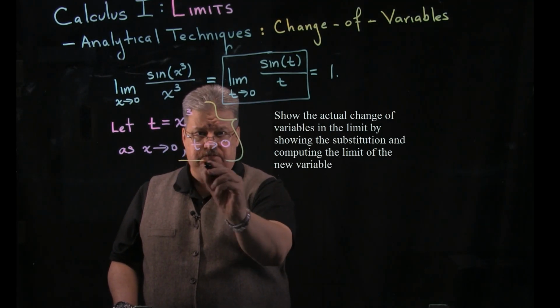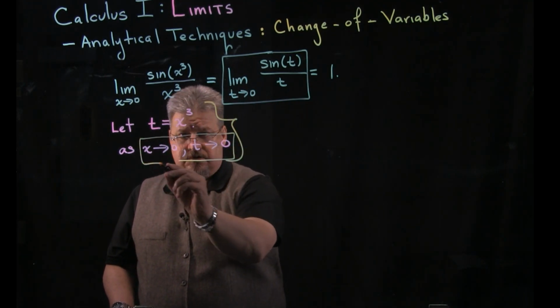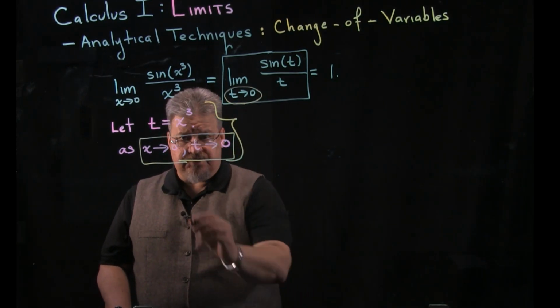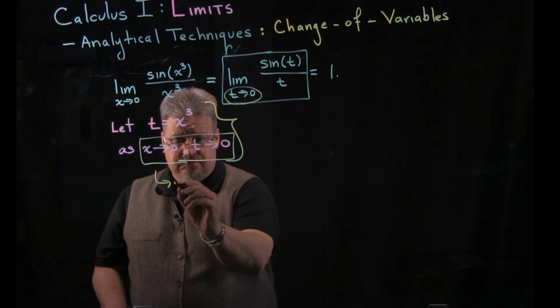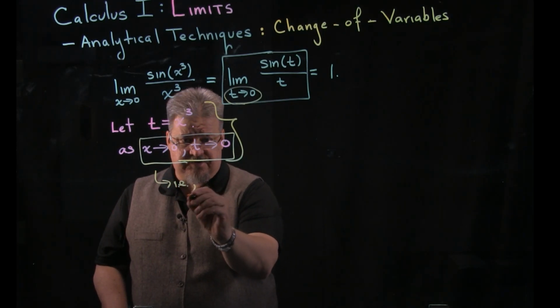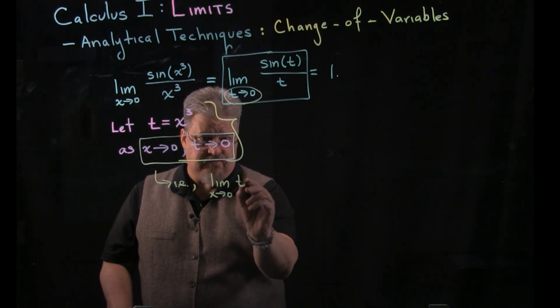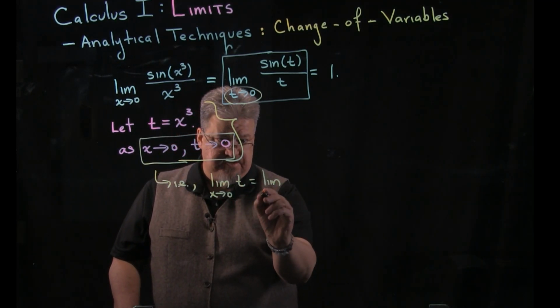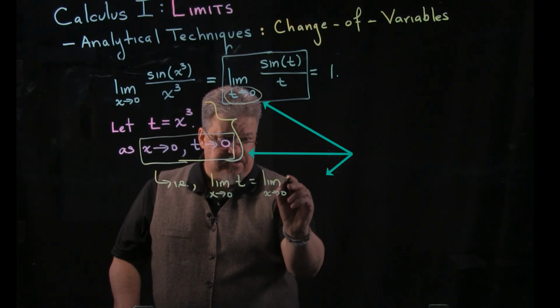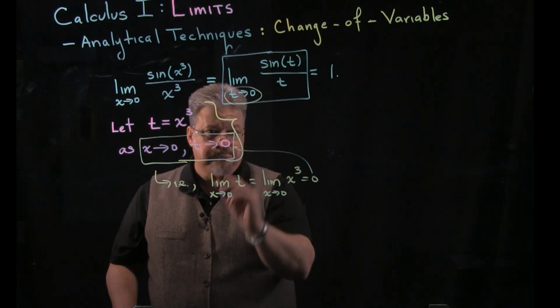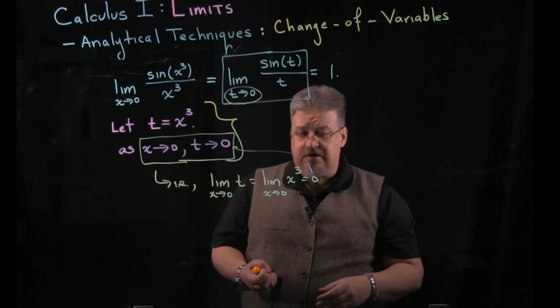And you have to compute where t is going in the limit. I.e., what we did here, we just said the limit as x goes to 0 of t. Where is t going? Well, what is t? t is x cubed, so that's going to 0. Okay, that's an important and imperative part of the problem.